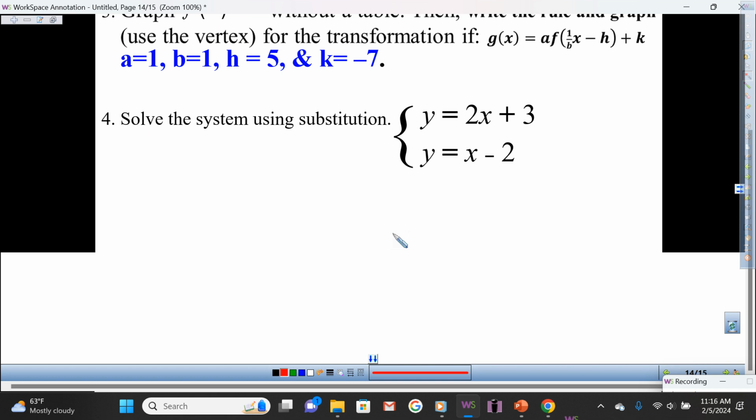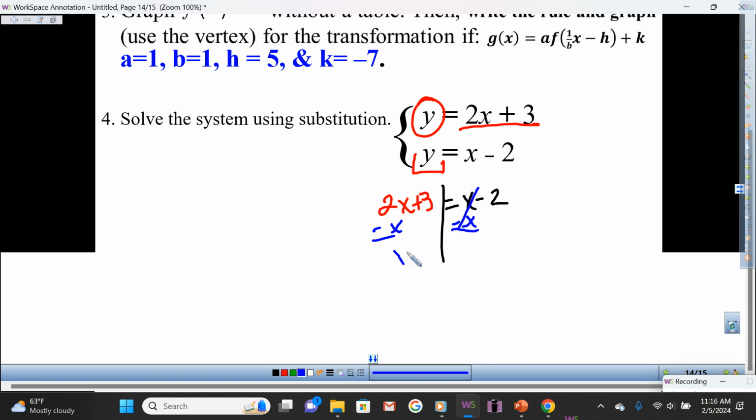Substitution. According to this, y is what? 2x plus 3. So on the second one, instead of y, I write 2x plus 3. And all that equal to x minus 2. Get all x's to one side, so I subtract x. I have x plus 3 equals negative 2. And of course, I subtract 3. X equals negative 5.